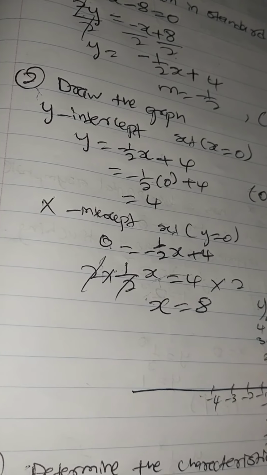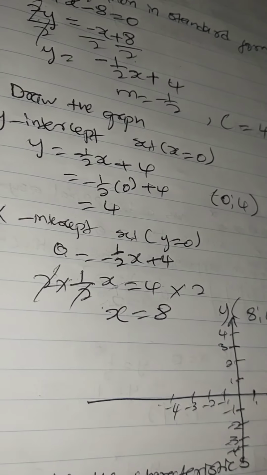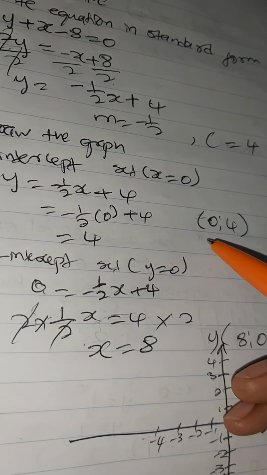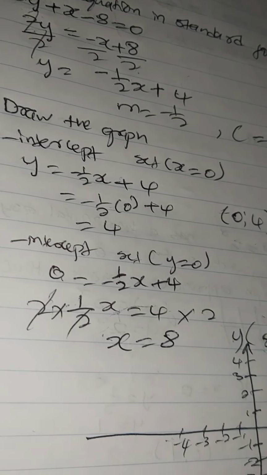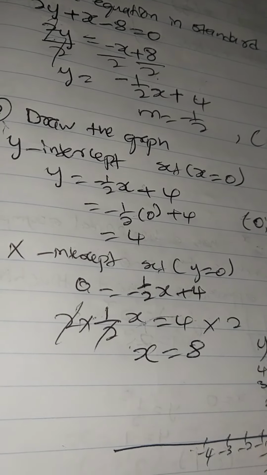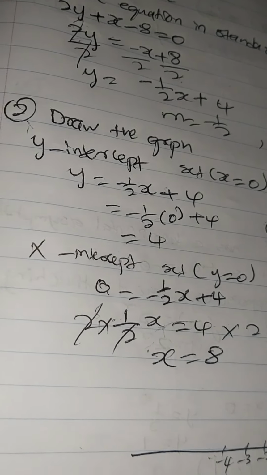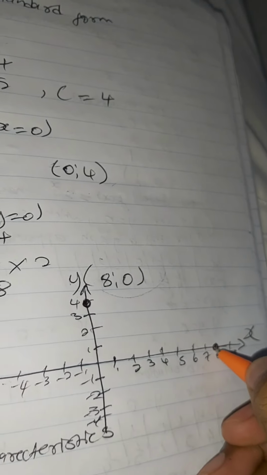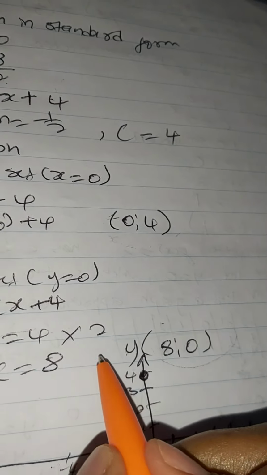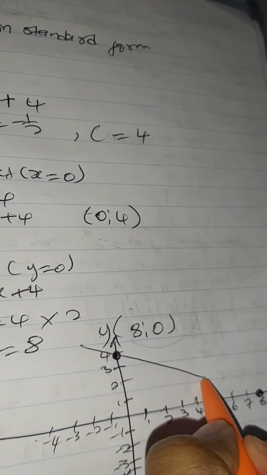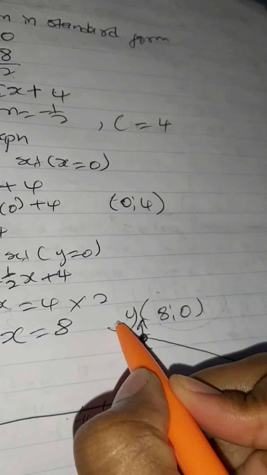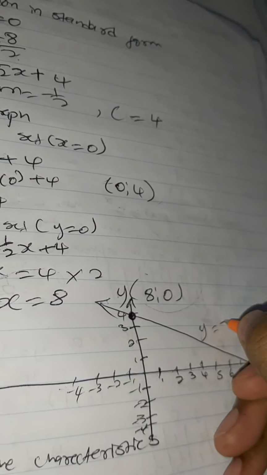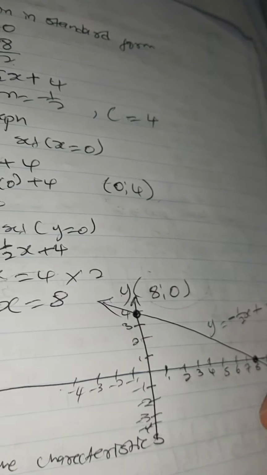So we have our intercepts. Our coordinates are (0, 4) and (8, 0). So (0, 4) is the first coordinate, then (8, 0) is to be here. Therefore our graph is going to look like this. This is our graph of y equals minus half x plus 4. So we've done the graph.